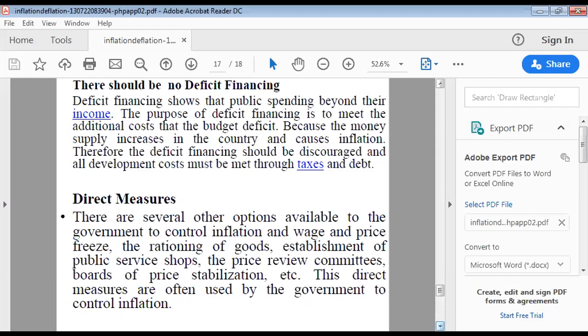The purpose of deficit financing is to meet the additional cost that the budget debt actually put up. Because the money supply increases in a country and causes inflation, the deficit financing should be discouraged, and all development costs must be met through taxes and debts. So direct measures: there are several other options available to the government to control inflation and wage and price growth. The rationing of goods, establishment of public service shops, price review committees, boards of price stabilization. These direct measures are often used by the government to control inflation.